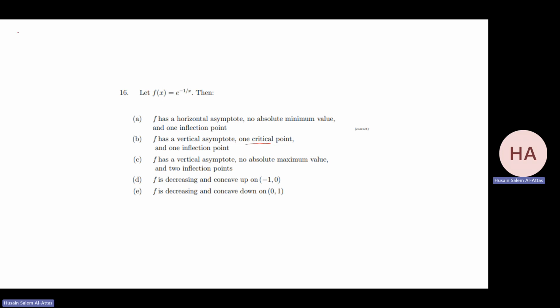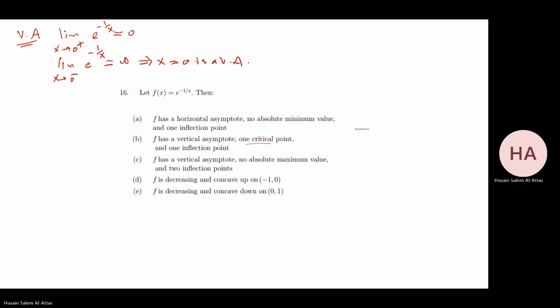I have vertical asymptotes. Very clear, if I take the limit as x goes to 0 from the right, I have what? This is minus 1 over x, so as x goes to 0 from the right, 1 over x goes to infinity, times minus, that will be minus infinity, and e to that is 0. No asymptote here, but as x goes to 0 from the left, that gives me minus infinity times infinity, that will be infinity. So from here, x equals 0 is a vertical asymptote.